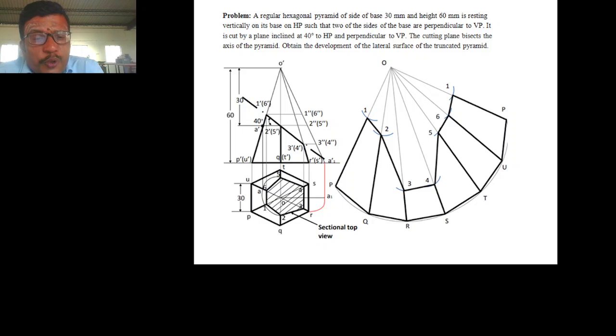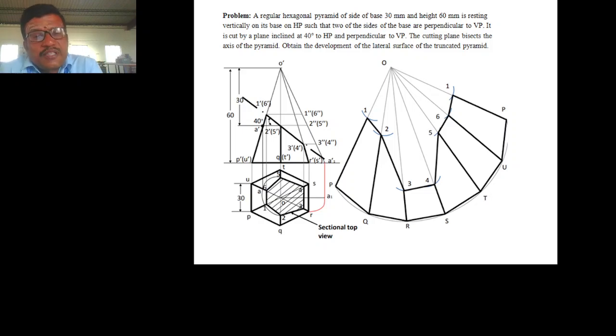So here the top view will be the hexagon and front view will be the triangle. So here the base 30 mm, first draw the hexagonal profile, then at the front view draw the triangle. So join at the bottom base, name it as PQRSTUV.